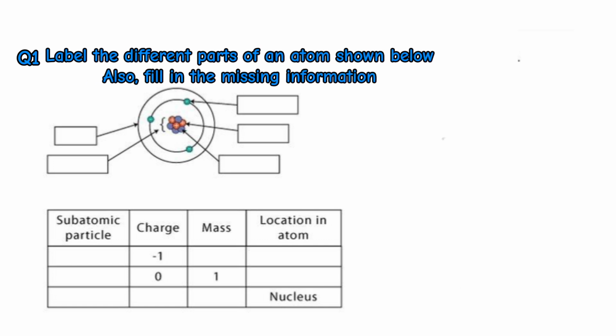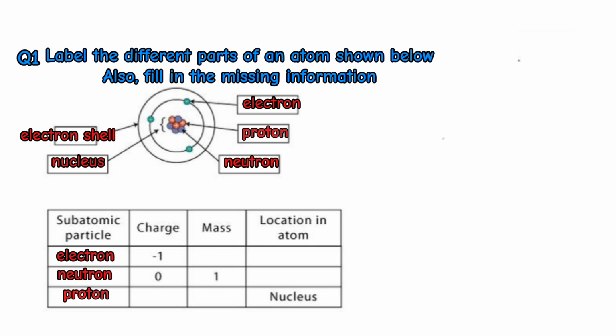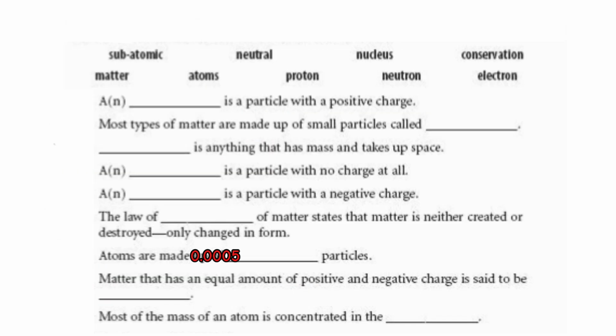Question number 1. Label the different parts of an atom shown below. Also, fill in the missing information. The structure of this atom shows that the red circle is a proton, the blue circle is a neutron, and the green circle is an electron. An electron revolves in an electron shell. The red and blue circles are in the nucleus. Subatomic particles are electrons, neutrons, and protons. The mass of one electron is 0.0005 AMU, and it is found in an electron shell. However, a neutron is found in a nucleus. A proton has a charge of +1 and mass of 1 AMU.